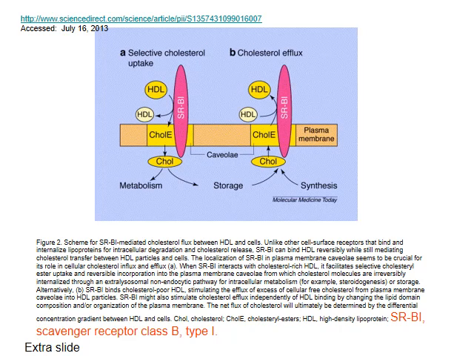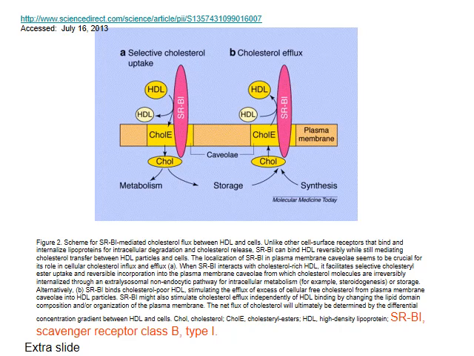When SRB1 interacts with cholesterol-rich HDL, it facilitates selective cholesterol ester uptake and reversible incorporation into the plasma membrane caveolae, from which cholesterol molecules are irreversibly internalized through an extralysosomal non-endocytic pathway for intracellular metabolism or for storage.